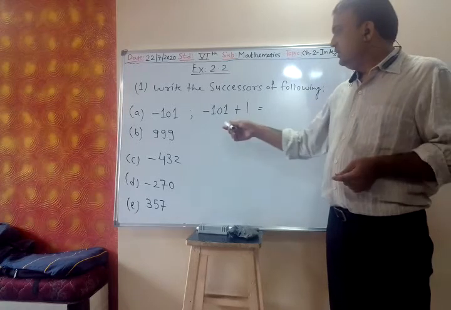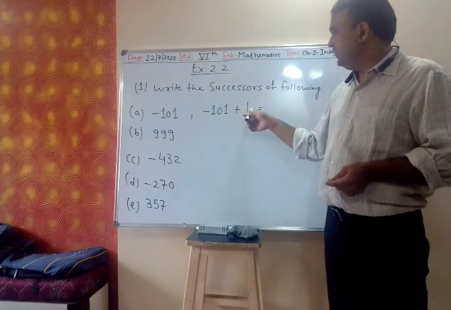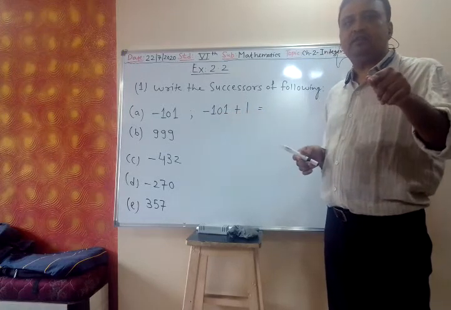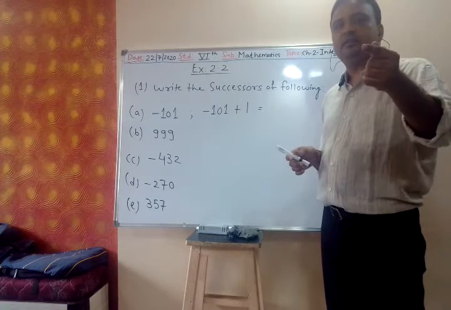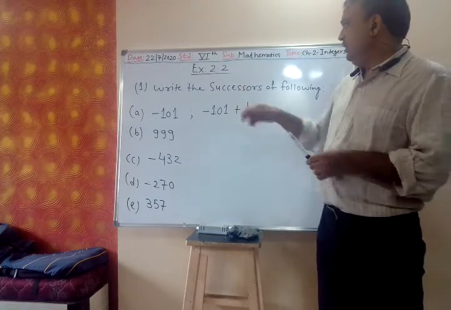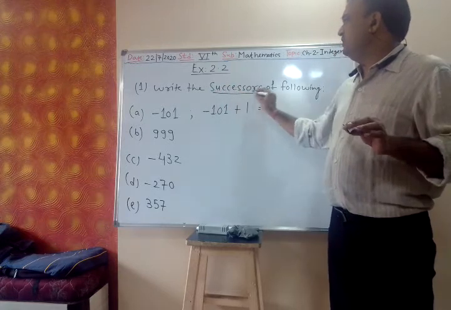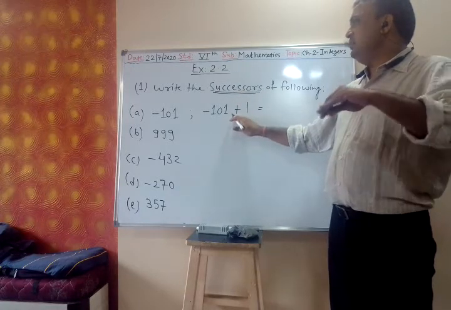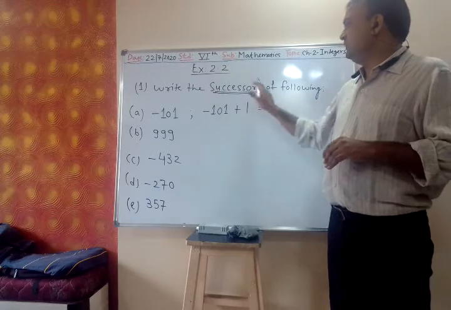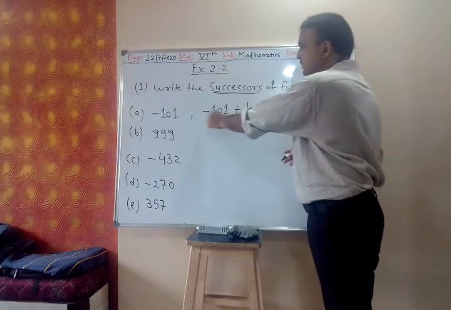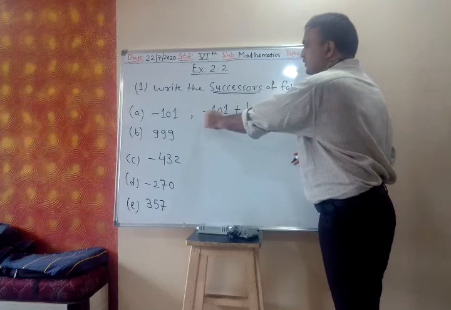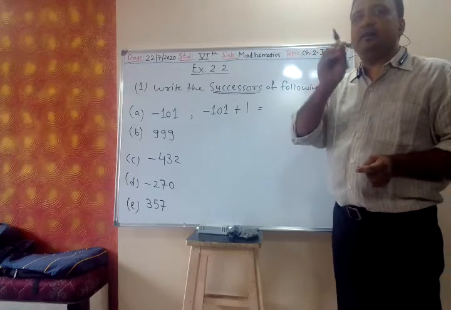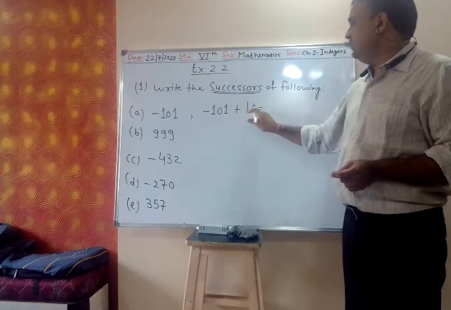Let me explain. 101 has minus sign, 1 has plus sign. So minus and plus, they have opposite sign. Whenever you have opposite sign, you have to subtract, because we want to find successor. To find successor, we add 1 to the number, we get the successor. So we subtract smaller number from bigger number. So 101 minus 1 is 100.